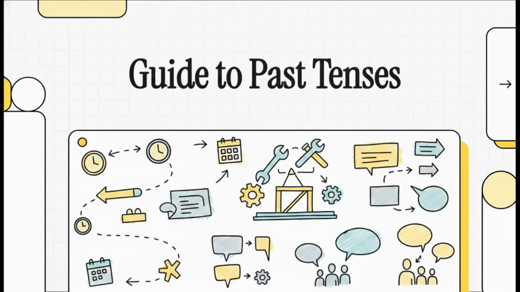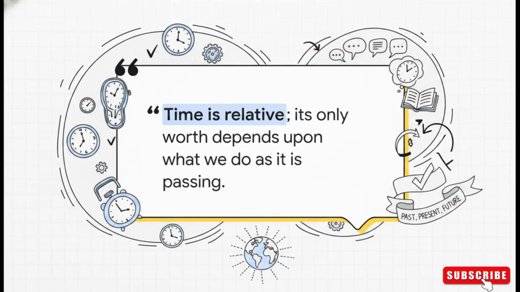Welcome to this explainer. Today, we're going to completely demystify English past tenses. We're going to shift them away from feeling like dry, rigid grammatical rules and instead turn them into a totally dynamic toolkit. Because ultimately, that's exactly what tenses are. They're the structural tools we use to build the timelines of our lives and share our personal experiences with the world. Let's dive right in with a bit of philosophy from Albert Einstein.